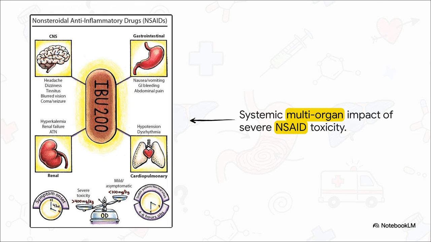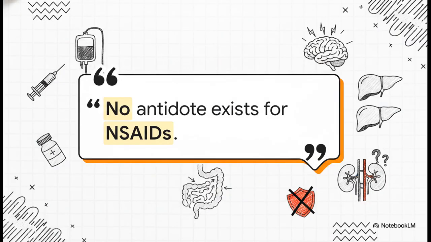Without those protective prostaglandins, the gastric mucosa rapidly ulcerates, leading to severe gastrointestinal bleeding. And simultaneously, the loss of vasodilatory prostaglandins in the kidneys causes renal blood flow to just plummet, precipitating acute renal failure. This toxicity isn't localized at all. It cascades across multiple systems, inducing central nervous system seizures and dangerous cardiovascular collapse. And here's the really terrifying twist.